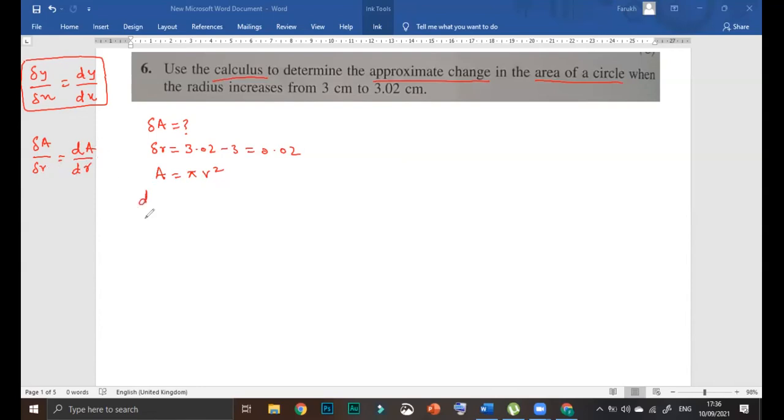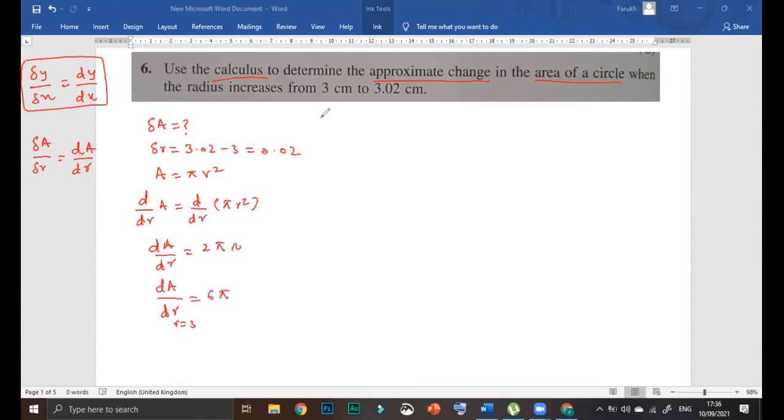We will apply d over dr on both sides. dA over dr is equal to 2 pi r. Now we will put the original value of r into the derivative. The original value is 3. r is equal to 3. So this one is 6 pi.